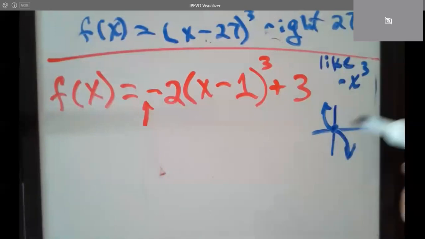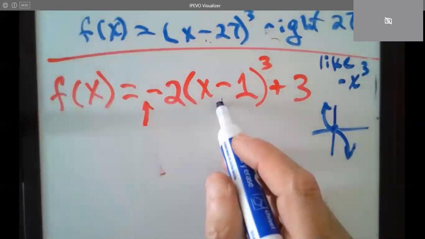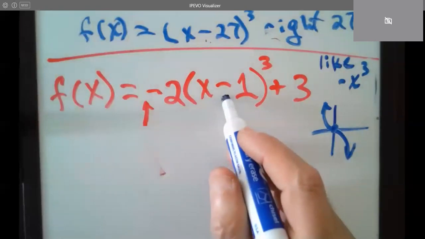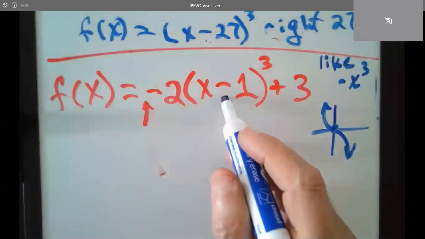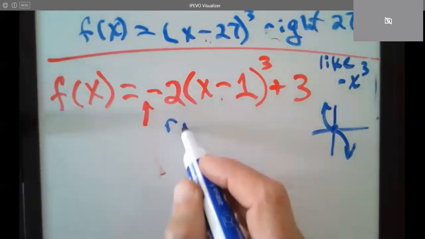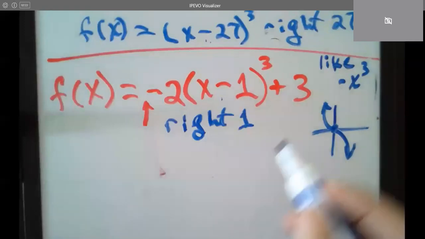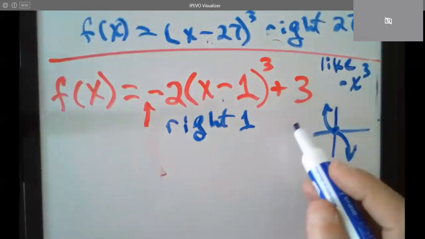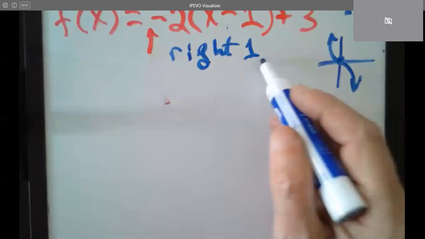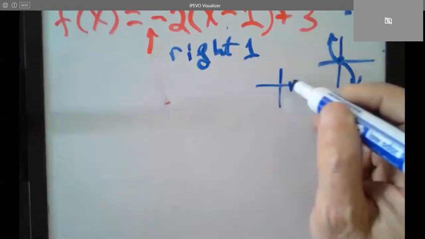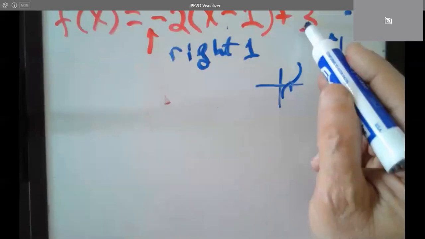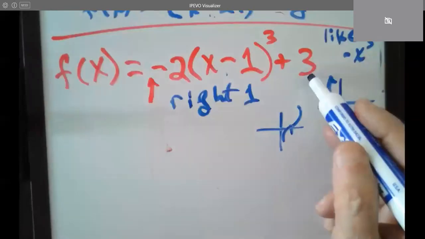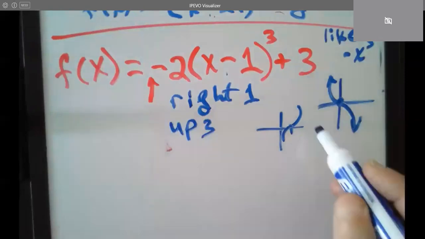Okay? Now, inside parentheses, it's going to shift one space, but which way? To the right. Very good. Right one space. And now outside the parentheses, the plus 3. But this plus 3 is going to make it do something else, right? Up. Good. Up 3. So it shifted right 1 and up 1, 2, 3.